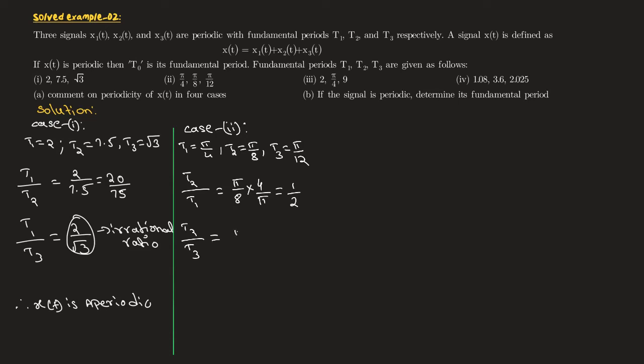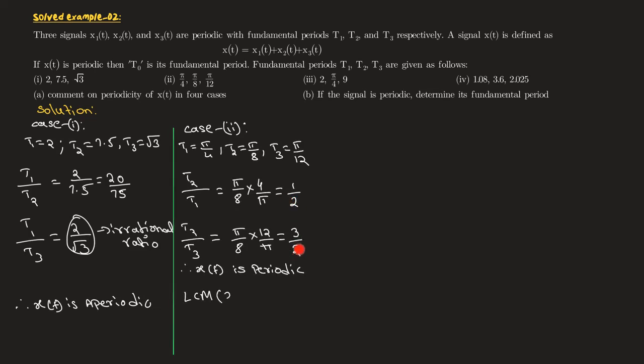Next, T2 by T3 is equal to pi by 8 divided by pi by 12. That can be written as pi by 8 into 12 by pi. That is equal to 3 by 2. If we observe the ratios, both are rational. Therefore, the signal x of t is periodic in nature. If the signal is periodic, then immediately we have to calculate its fundamental period. In the obtained ratios, eliminate the GCD. But here, in both the ratios, there is no GCD.